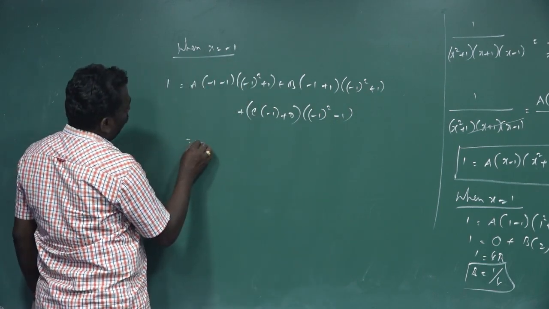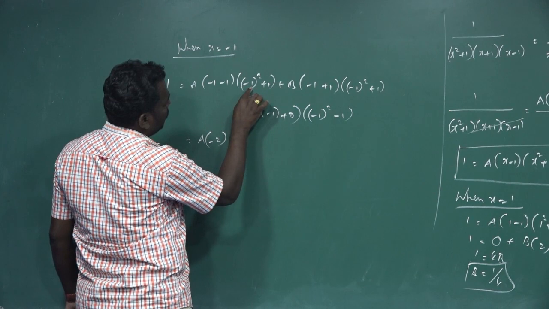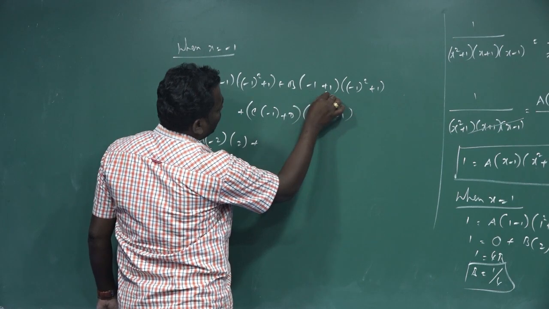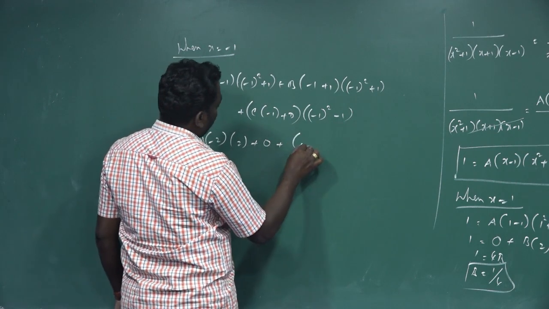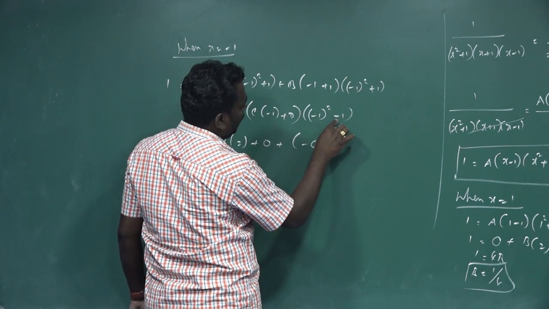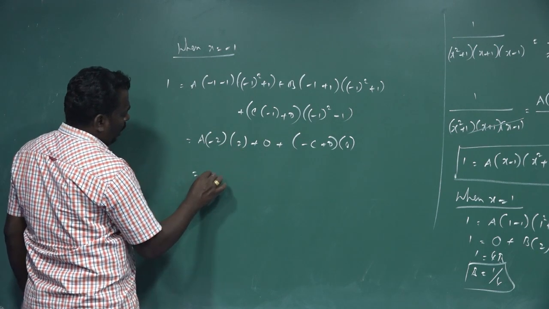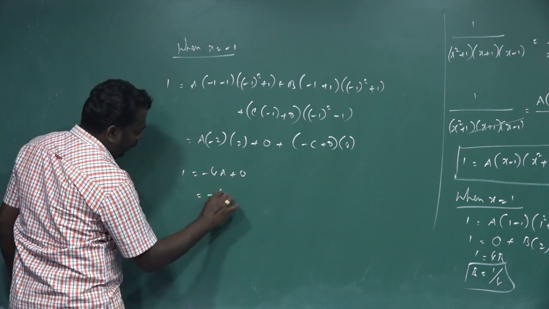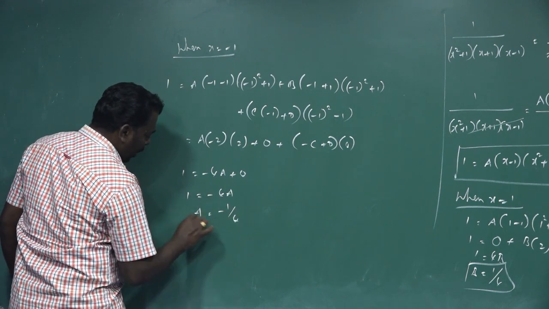Now that is equal to a(−1 − 1)... that is a(−2)(1 + 1), which is minus 4a. The second term, minus 1 plus 1 is 0, so it becomes 0, and the third term, within the bracket (−c + d) into ((−1)² − 1), becomes 0. Therefore minus 4a equals 1, so a equals minus 1 by 4. That is the value of a.